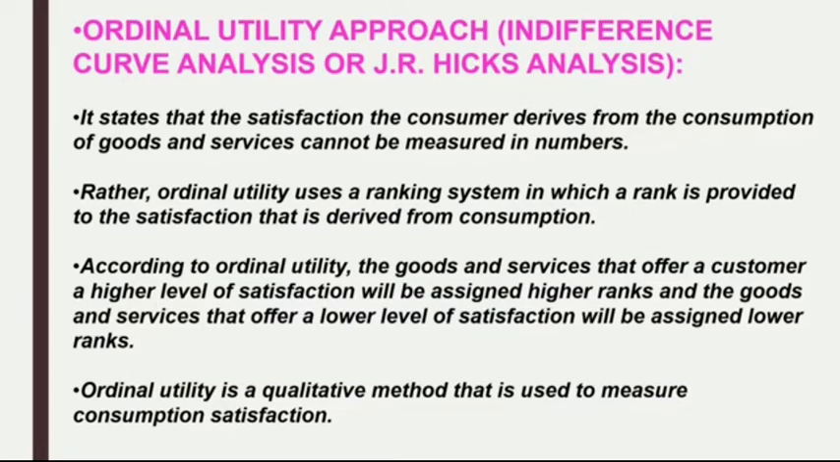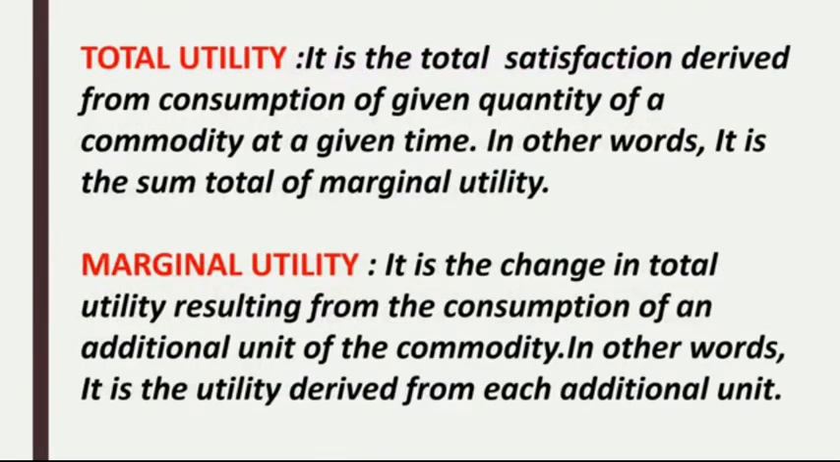Now after discussing the two types, the next topic is the definition of total utility and marginal utility. First, total utility. It is the total satisfaction derived from the consumption of a given quantity of a commodity in a given time period. In other words, it is the sum total of marginal utility, whereas marginal utility is the change in total utility resulting from the consumption of an additional unit of a commodity. In other words, it is the utility derived from each additional unit. So this is all about marginal utility.